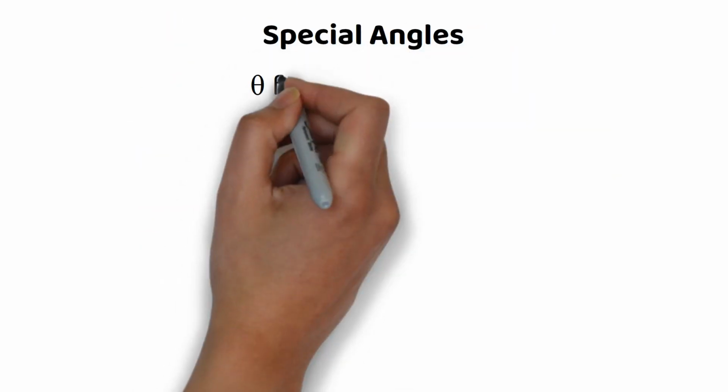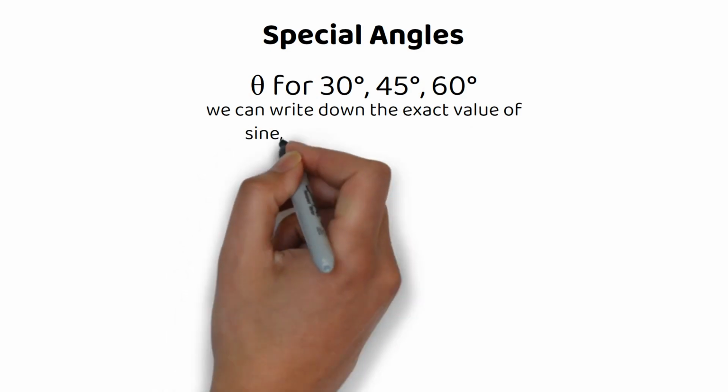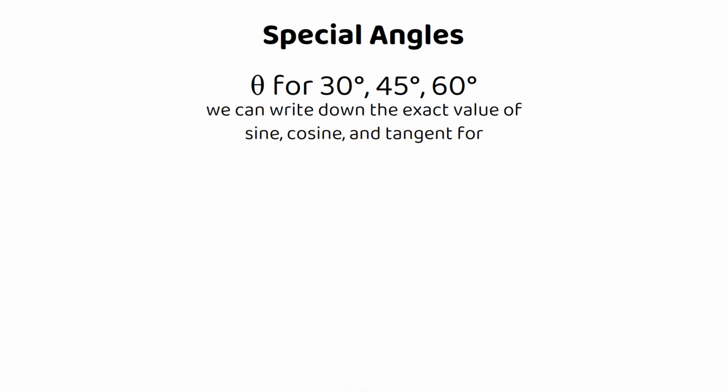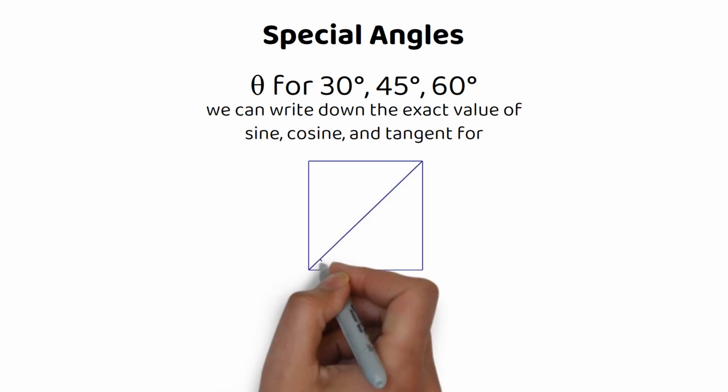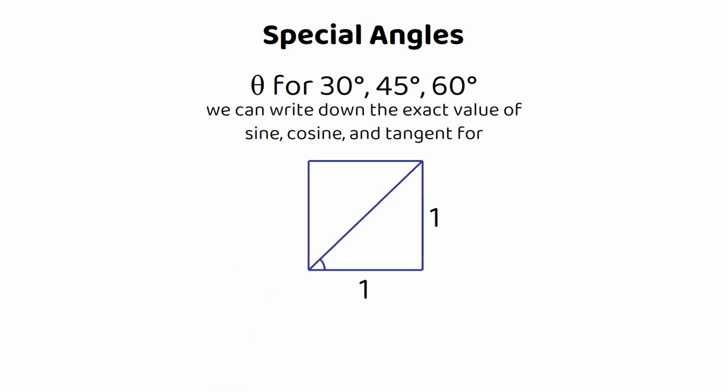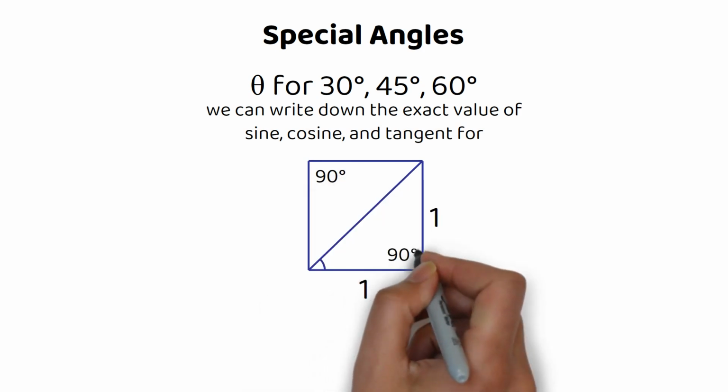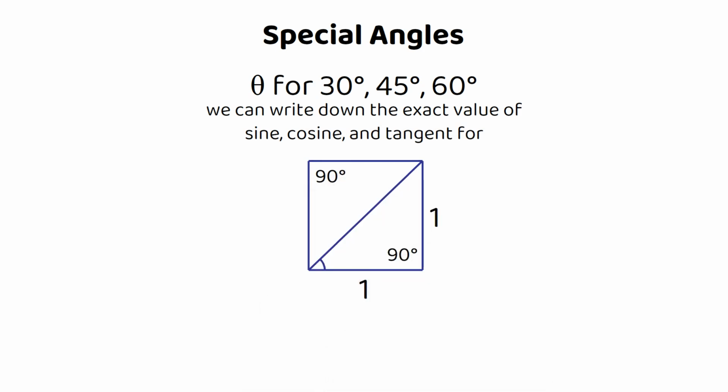The angles theta of 30 degrees, 45 degrees, and 60 degrees are special types of angles for which we can write down the exact value of the sine, cosine, and tangent. Let's begin with a square all of whose sides are equal to 1. Note that the square has all equal angles of 90 degrees, so the diagonal cuts the 90-degree angle in half and we get a 45-degree angle.